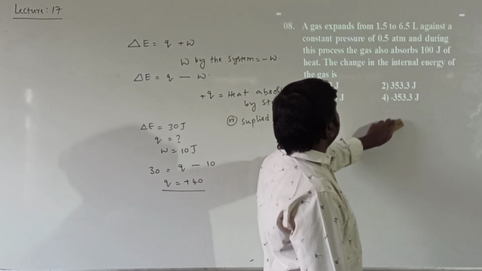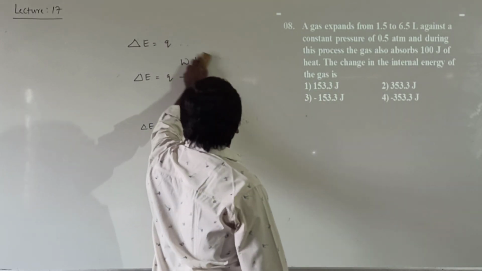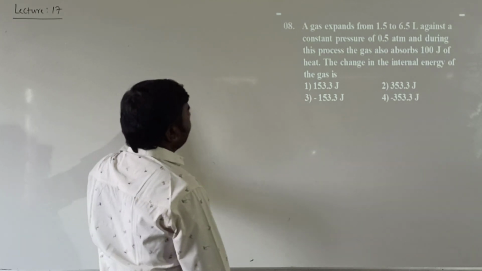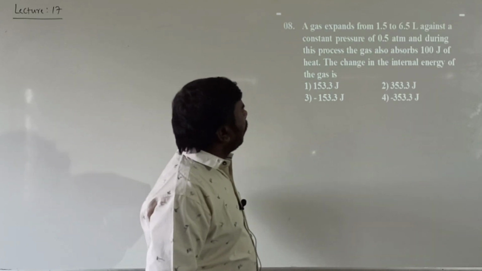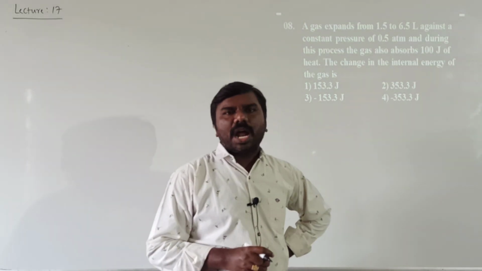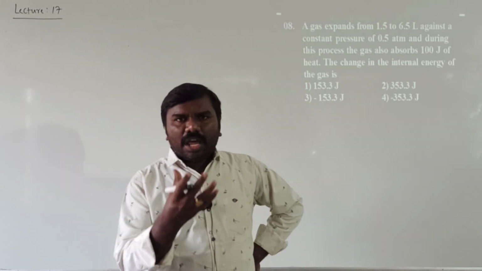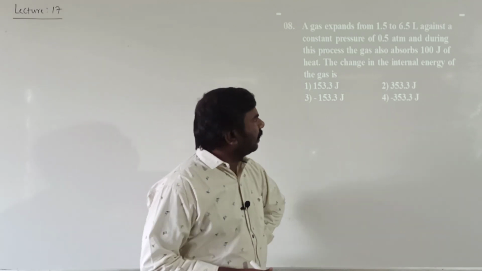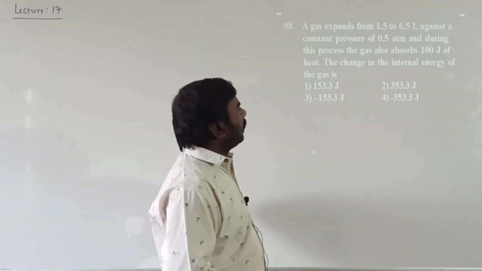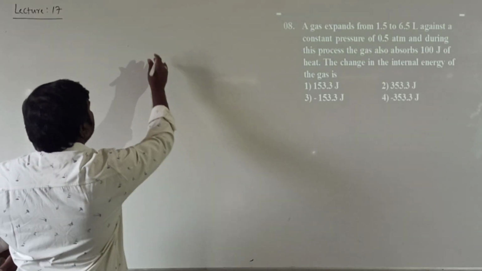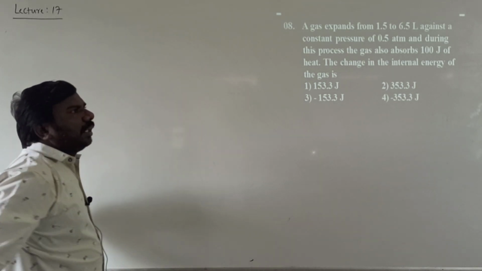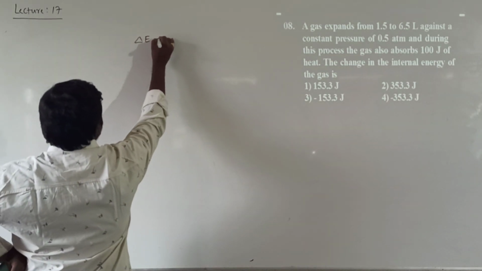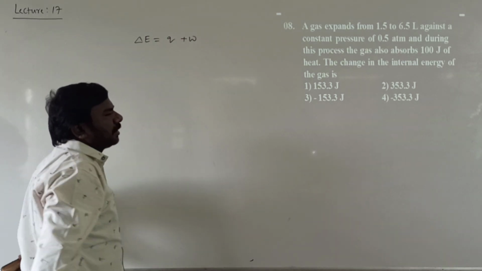A gas expands from 1.5 to 6.5 liters. Expansion is given, 1.5 to 6.5 liters. During this process, the gas also absorbs 100 joules of heat. Absorption means plus Q, releasing means minus Q. So Q equal to plus 100. Change in internal energy means the formula is delta E equal to Q plus W, right?